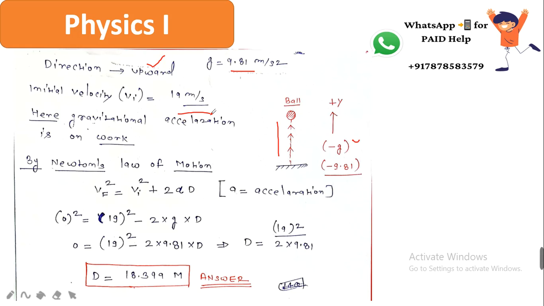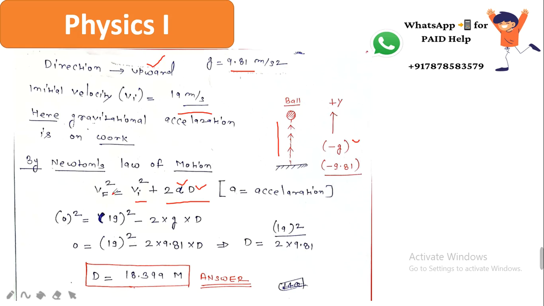Here only gravitational force is applicable. So if gravitational force is applicable, then gravitational acceleration, small g, is applicable. Now we will use the third equation of motion: v final squared is equal to v initial squared plus 2ad. d is the overall distance covered by the ball and a is the acceleration. In our case, gravitational acceleration, small g, is applicable.